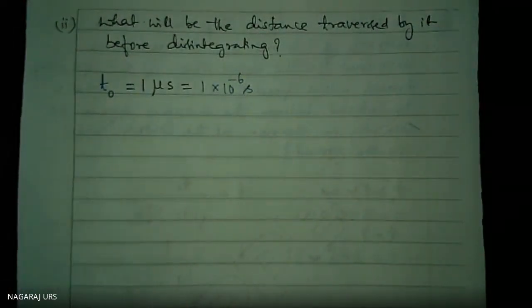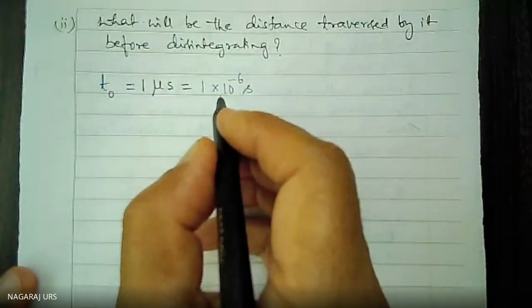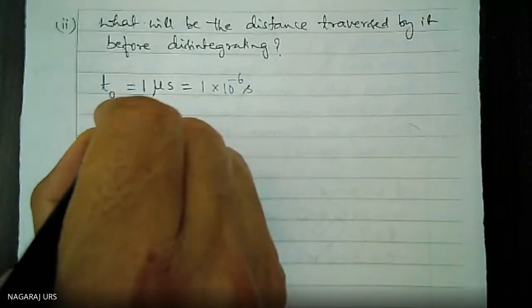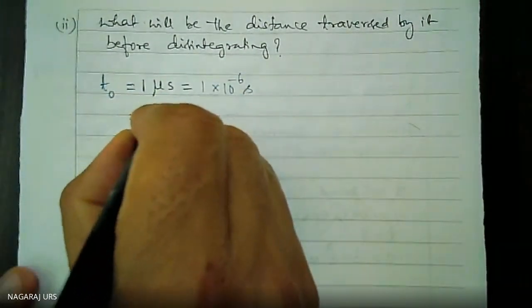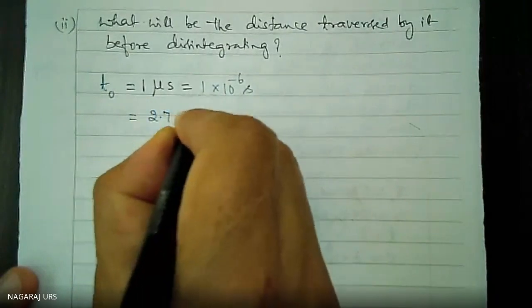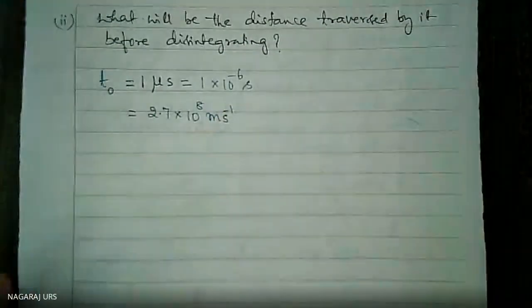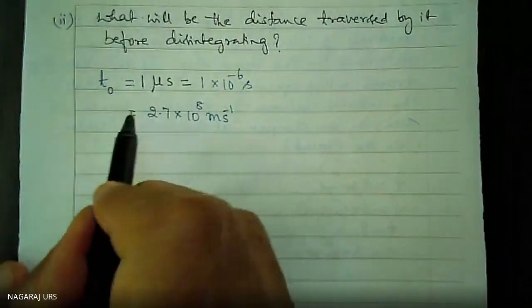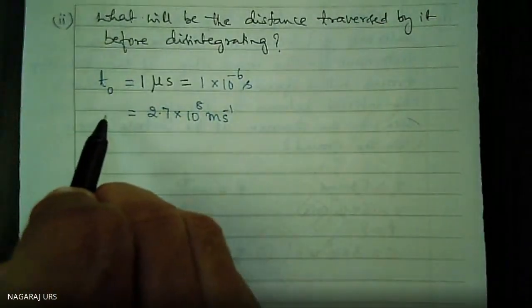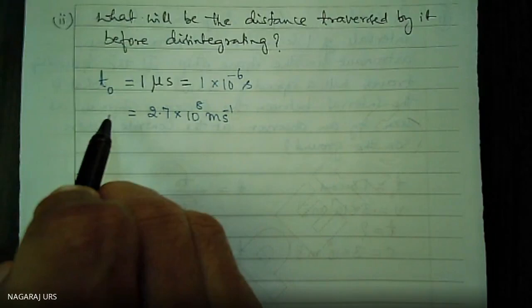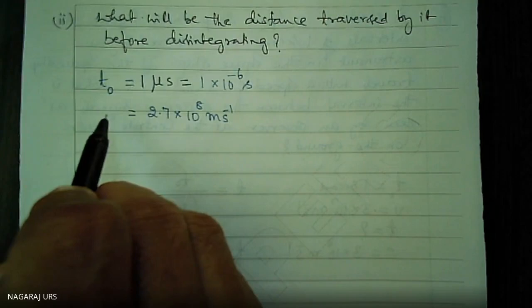Okay. Moves through the laboratory. How much has he given? 2.7 times 10 to the power 8 meters per second. What is this? Notation wise, what am I supposed to write? Throughout the problem, Sabha will answer.